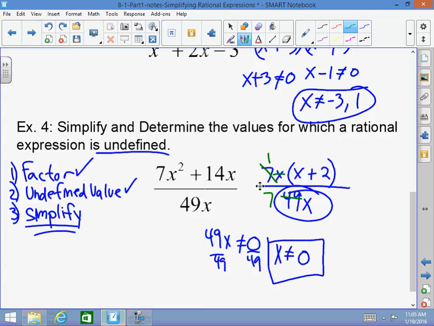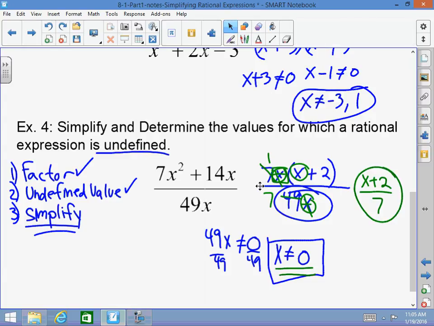This x can cancel out with that x. Why, Mr. Morrow? Because those are monomials. It's just one term by itself. Those can cancel. I cannot cancel out with this x, but I can cancel out with this x because it's outside. So my answer is x plus 2 over 7 with an undefined value of x cannot equal 0.